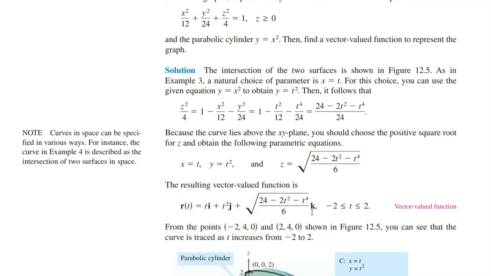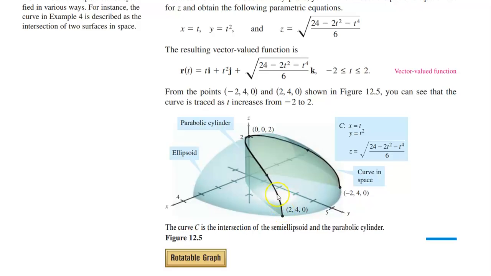Now, if you graph it, you can see it's not the prettiest graph, but at least it makes sense, right? And you can see the orientation as well. It's going this way.